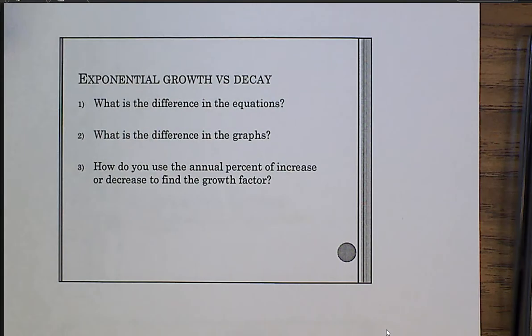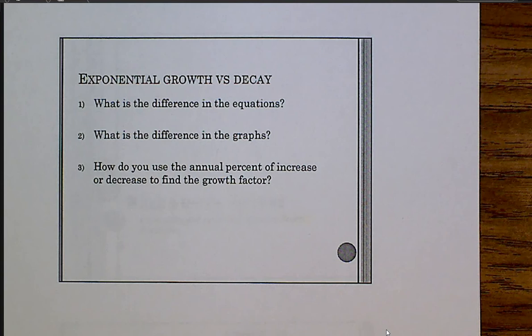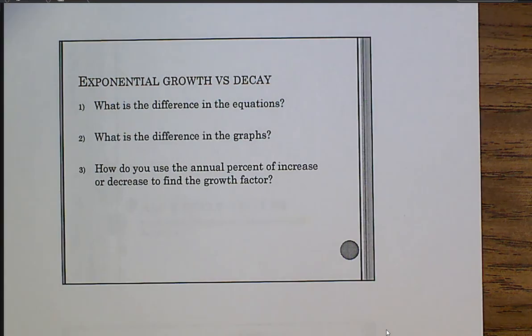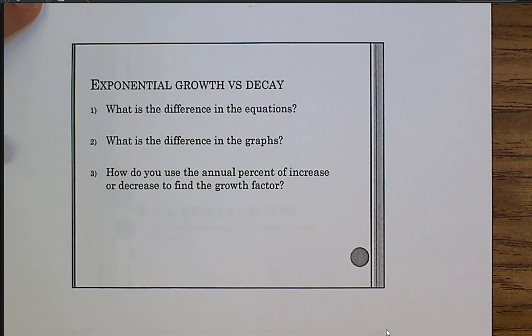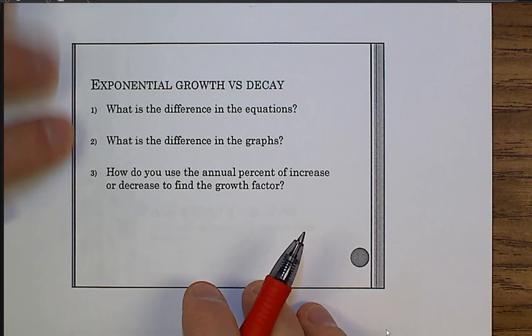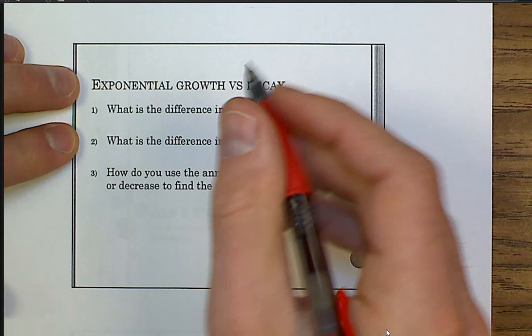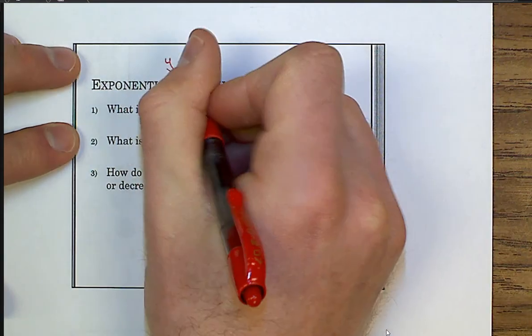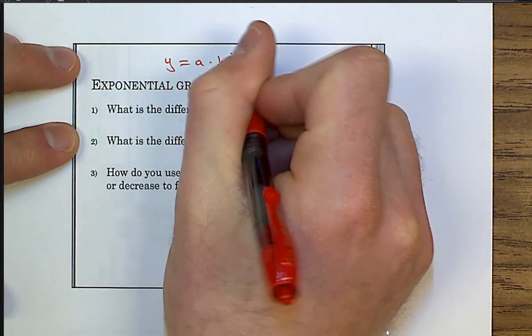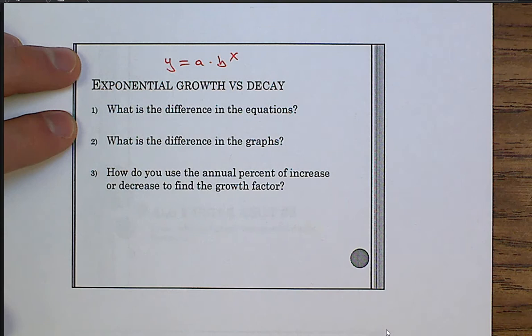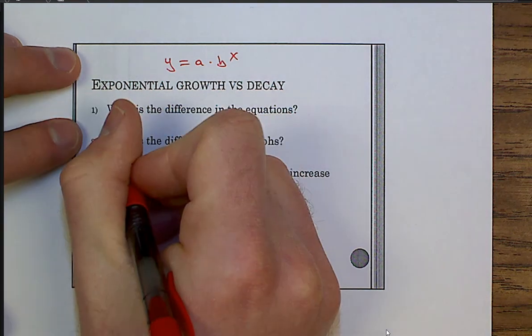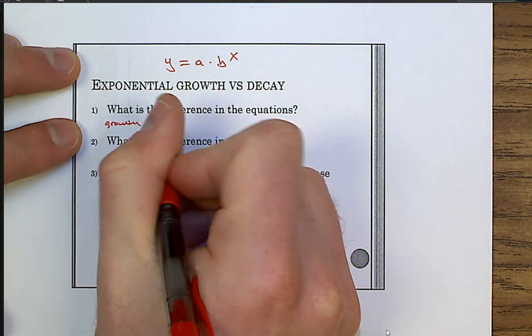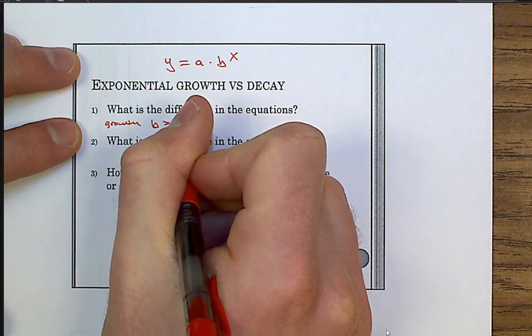Last slide is just, we're going to kind of compare and contrast growth and decay here. This is a good slide for you when you're getting ready for a quiz or a test, just to hone in on some of the central themes from exponential growth and decay over the past 2 lessons. So what's the difference, right? Well, we know that they share the same equation. They both have y equals a times b to the x. The biggest difference is with growth, your b value is always going to be greater than 1, right?